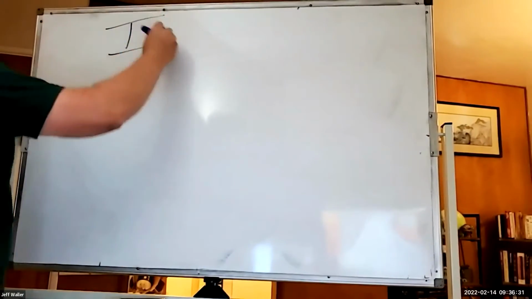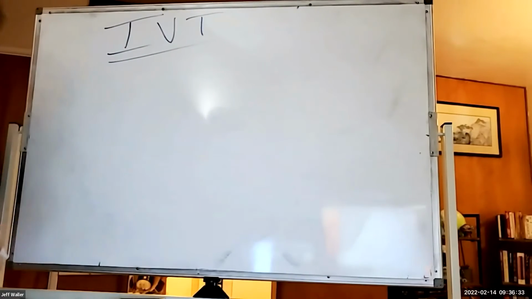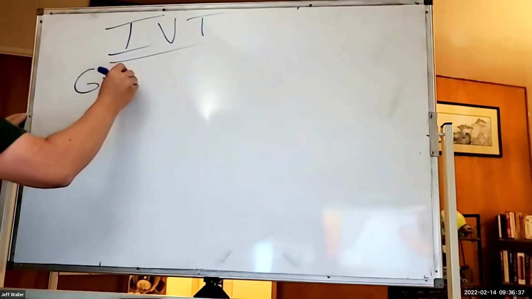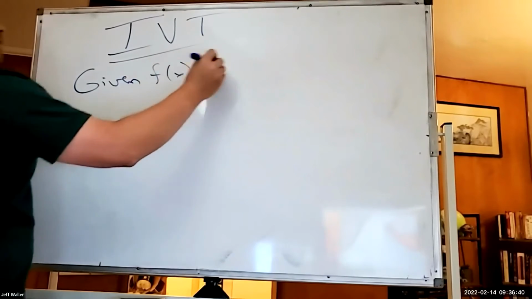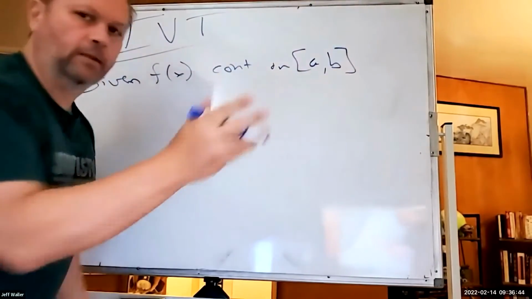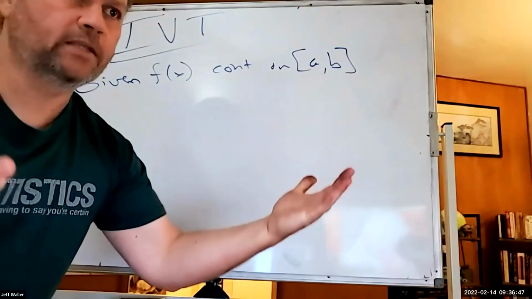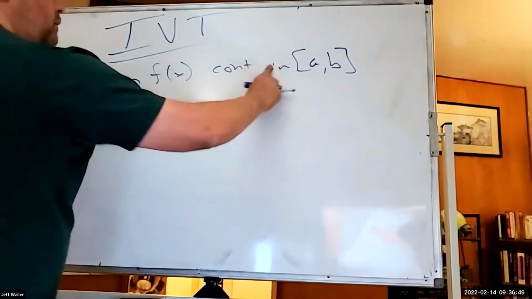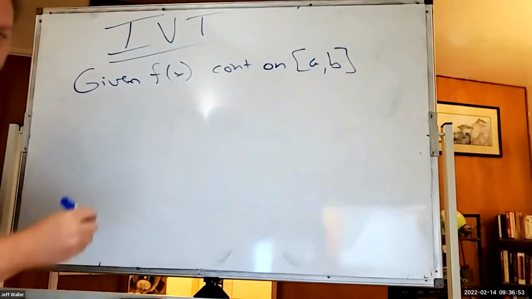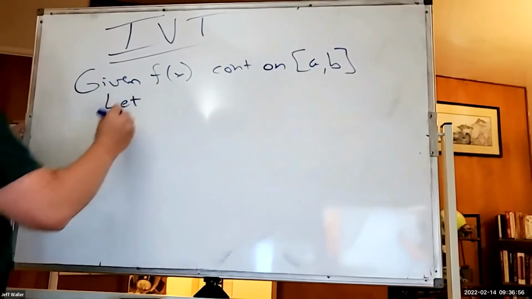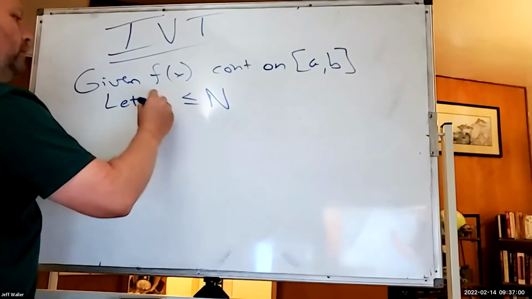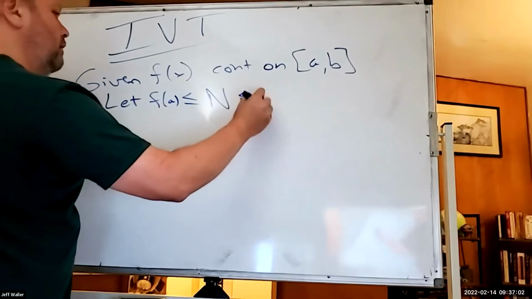Affectionately known as the IVT. If I'm given a function f, given f of x, that is continuous on some interval a to b. It doesn't have to be continuous everywhere, just on some interval. That's the word "on." On a to b, let some n be between f of a and f of b.